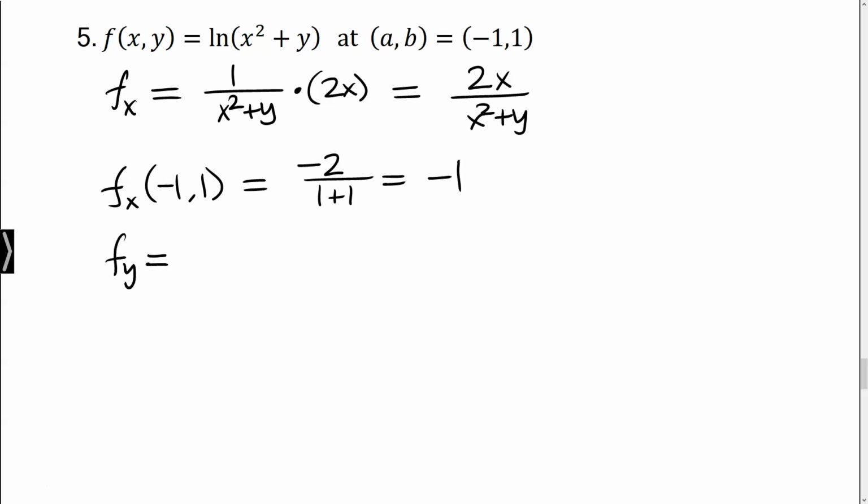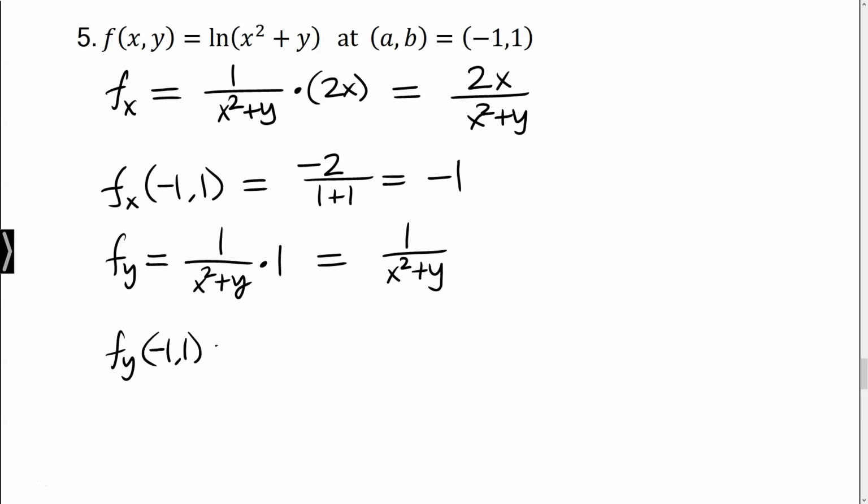The partial with respect to y, again, 1 over x squared plus y. But now I differentiate what's inside the log with respect to y, and the x squared is a constant, so I just get the derivative of y, which is 1. So this just ends up being 1 over x squared plus y. And at negative 1, 1, that's 1 over 1 plus 1, so it's equal to 1/2. So I get an x partial of negative 1, a y partial of 1/2.